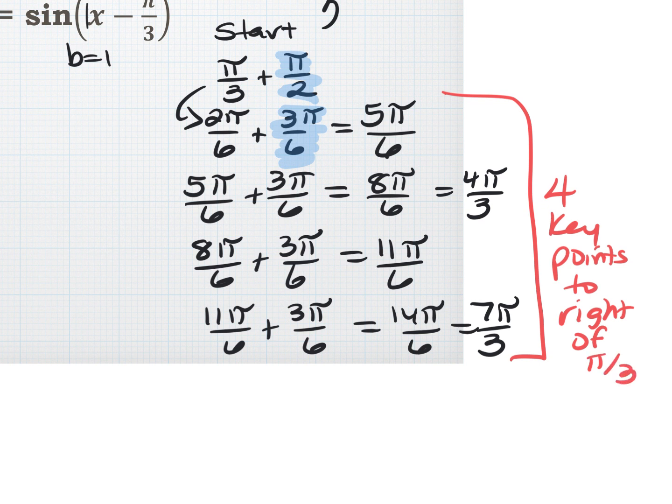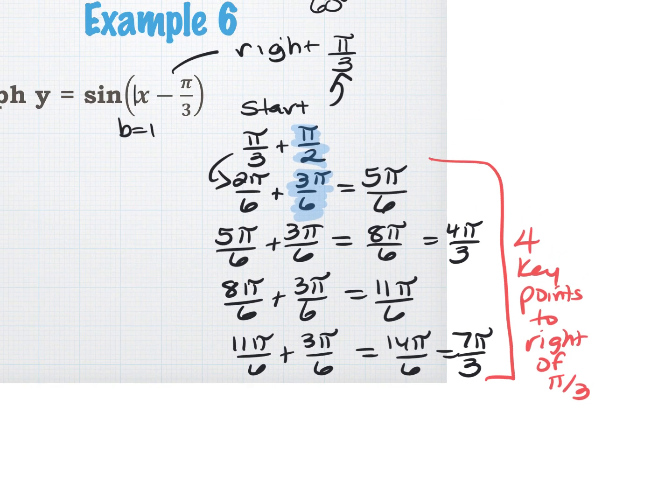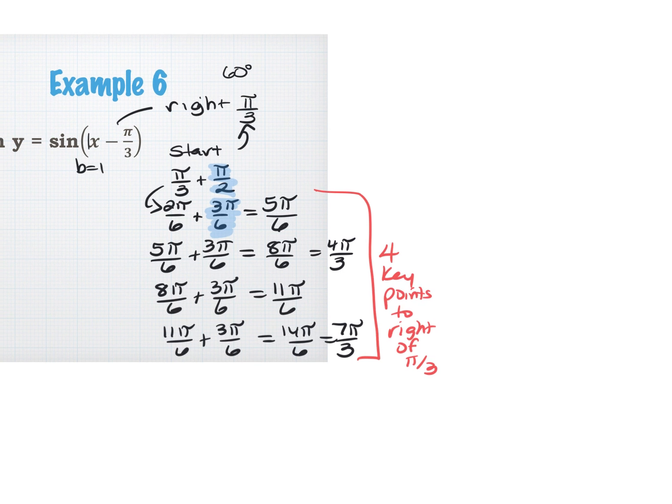I now need to find 4 key points to the left, and I can't just make these all negative. Now I have to subtract pi over 2. So these are more work. Okay, so let me go over here now, and I'm going to take the pi over 3, and I'm subtracting pi over 2 4 times. So again, my common denominator was the 2 pi over 6 minus 3 pi over 6. This gives me negative pi over 6.